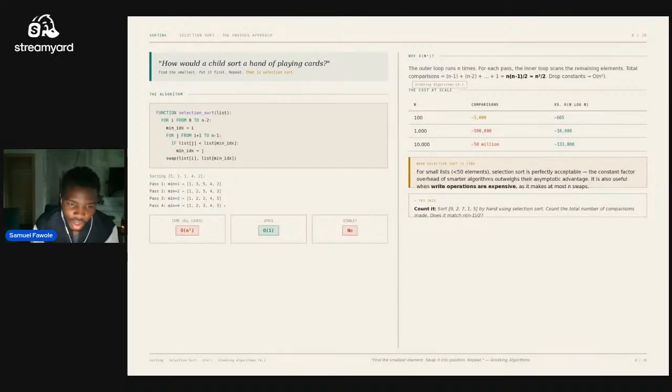So how would a child sort a hand of playing cards? Okay, yeah, I got carried away. My brain is falling. So, how would a child sort a hand of playing cards?